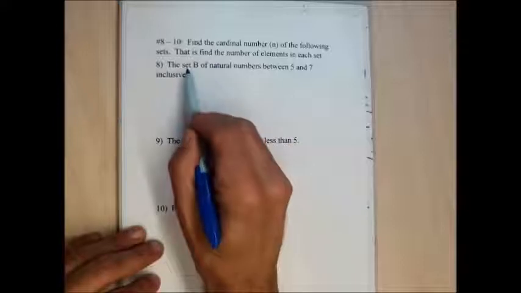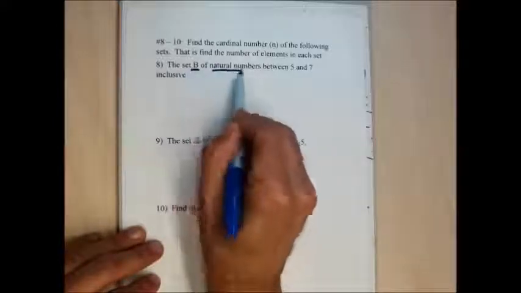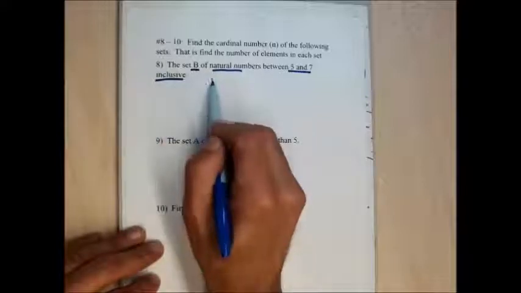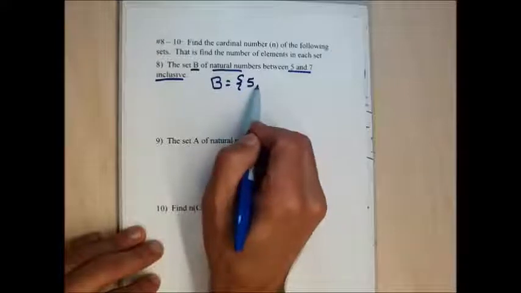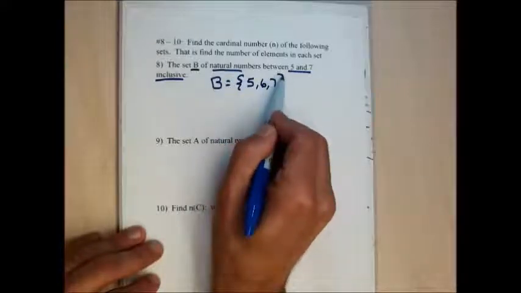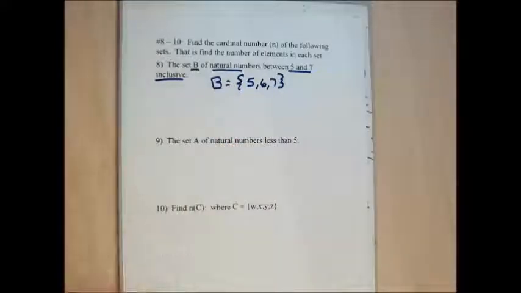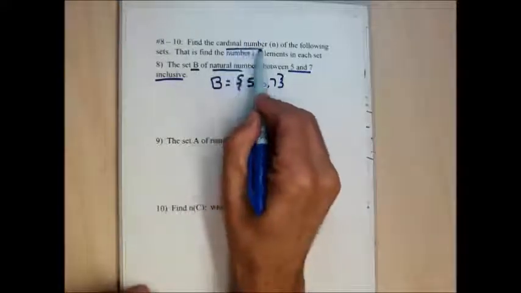So in problem 8, B is a set of natural numbers between 5 and 7, inclusive, including the 5 and 7. So B is the set that contains the numbers 5, 6, and 7. That's writing the set in roster form, and although I didn't do anything wrong, I didn't answer the question. The question is, what is the cardinal number of the set?